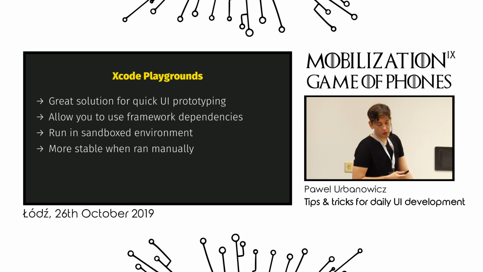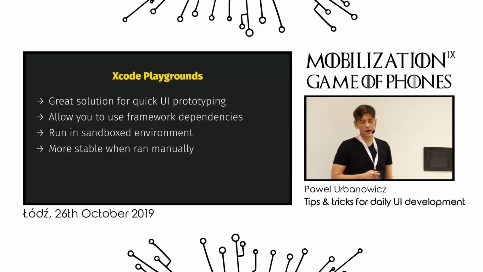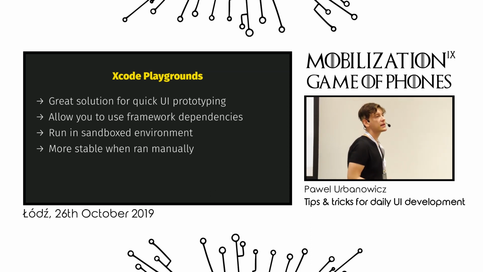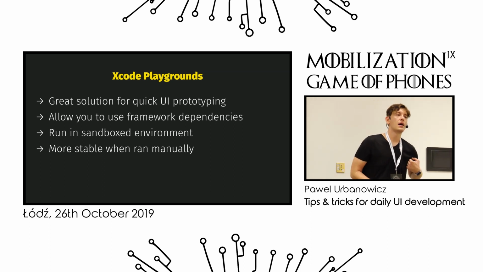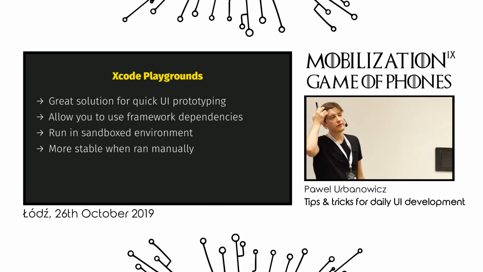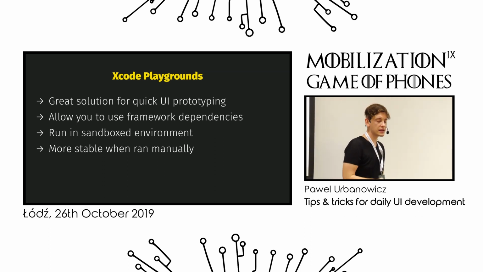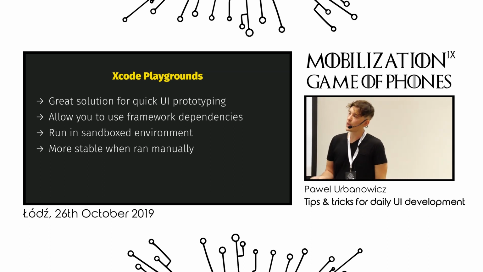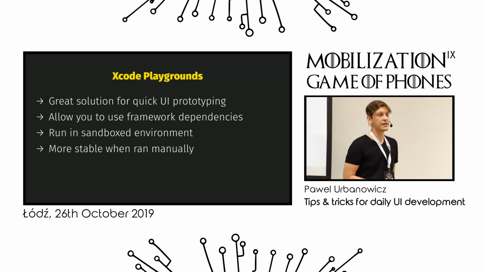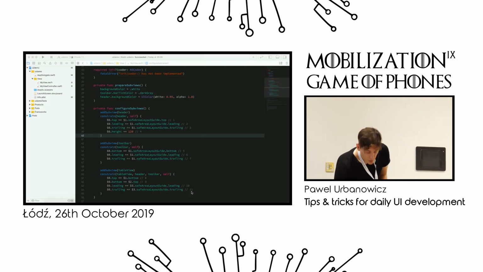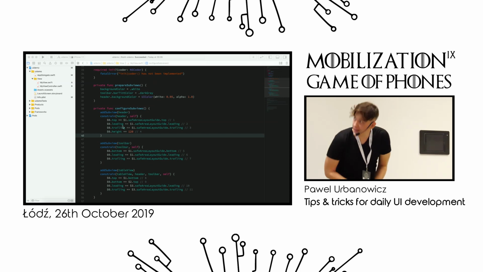And what's worth noting as well, Playgrounds' stability greatly increases when they are executed manually. So if you're, for example, doing the visuals in Xcode Playgrounds and have issues with playground stability, for example, the internal process crashes all the time, consider doing manual execution over automatic execution, because the stability increases then. So let's take a quick look at a demo of how Playgrounds can be used within an app.